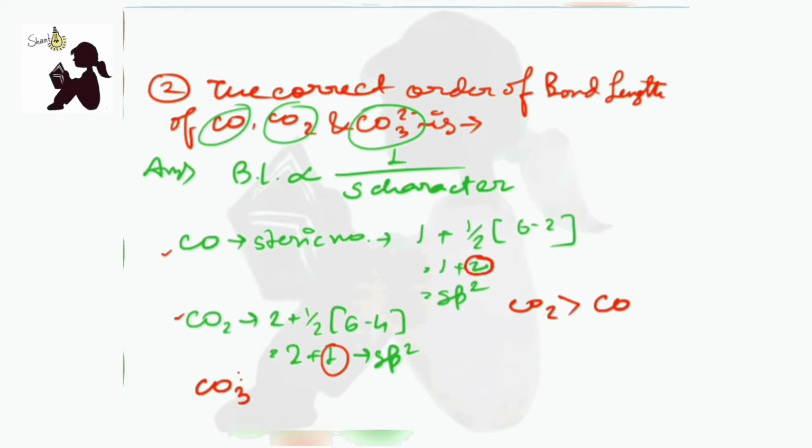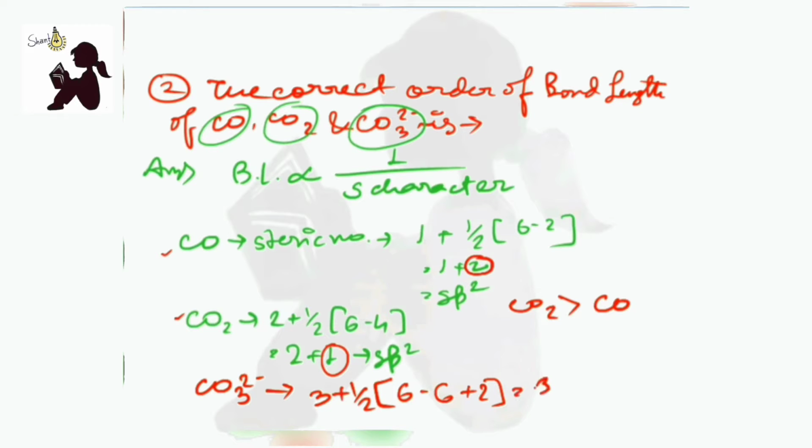But what will be the steric number of CO3 2-? That is 3 plus half into 6 minus 6, because 3 into minus 2 minus 6, that is also minus 2, but it will be plus according to the steric number formula. If you don't know the steric number formula, just see the video on chemical bonding, there you can find the formula of steric number.